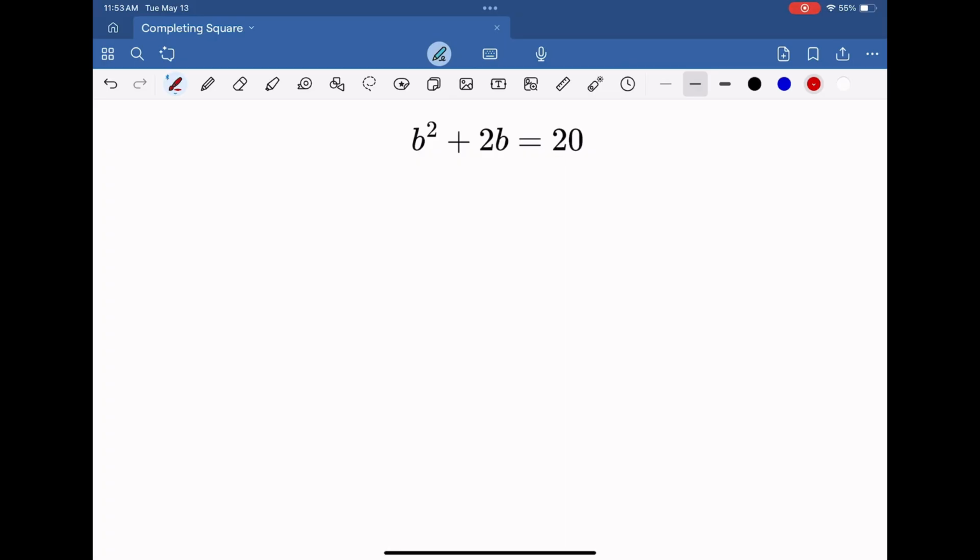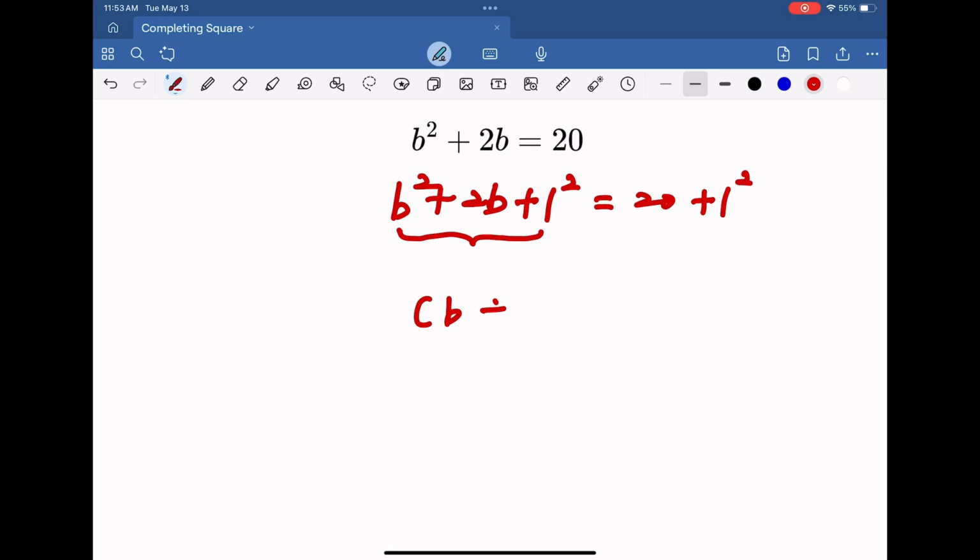Next problem. We divide 2 by 2, and you square it, you add that number. So b squared plus 2b, 2 divided by 2 is 1. So 1 squared, you add 1 squared equals 20. Do the same thing on the right-hand side. You add 1 squared. Now this can be (b plus 1) squared equals 21.